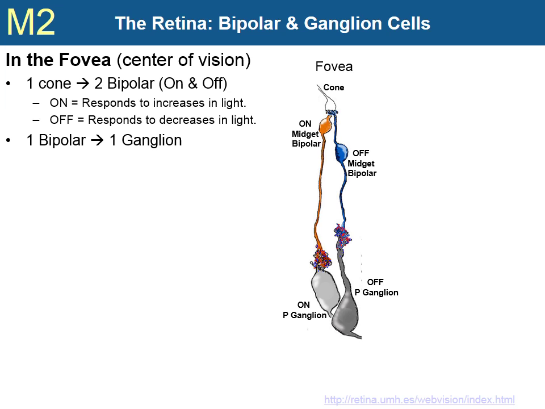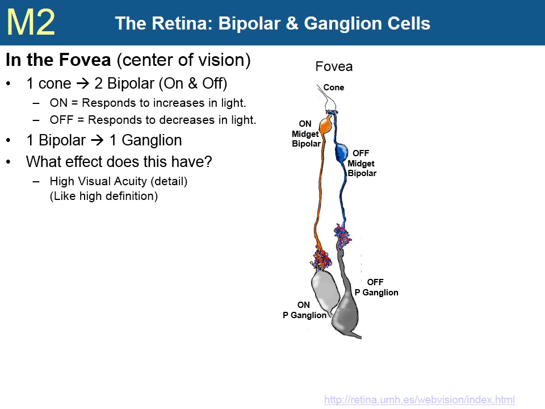Each bipolar cell synapses with one ganglion cell. That is, there is a one-to-one relationship. As you can see in the figure, that means that there is an on ganglion cell and an off ganglion cell. This linking is incredibly important. The one-to-one relationship means that no information is lost in the network.